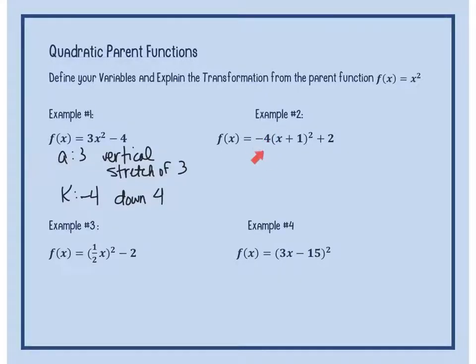Example number 2. Remember that A is never in the parentheses. So this is your A value. A is a -4. Well, what's the absolute value of -4? A +4. So this has a vertical stretch of 4. Okay?